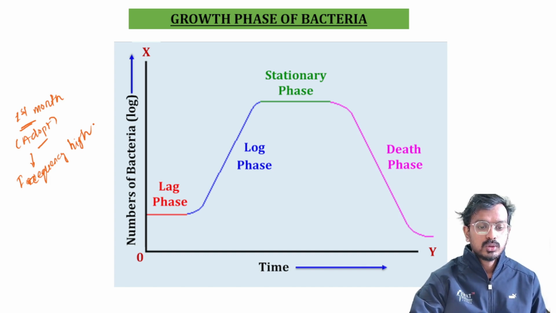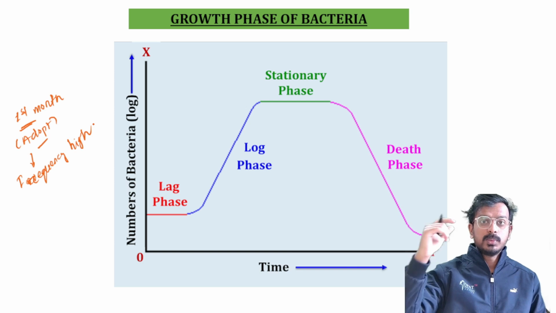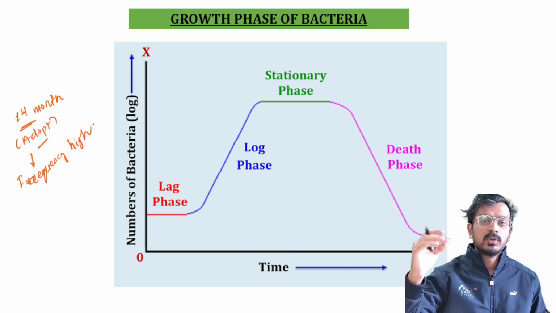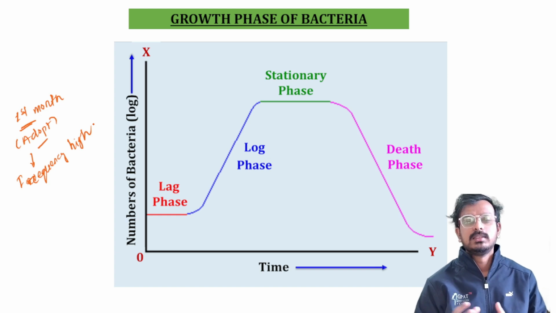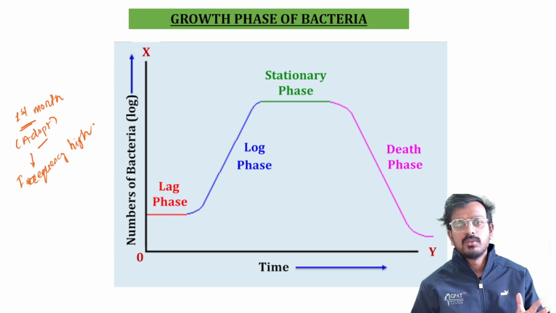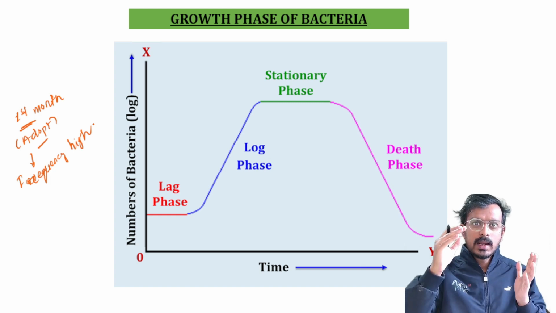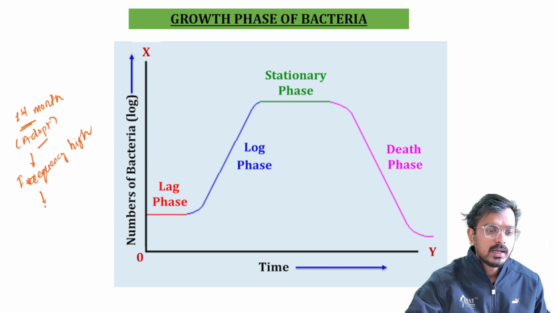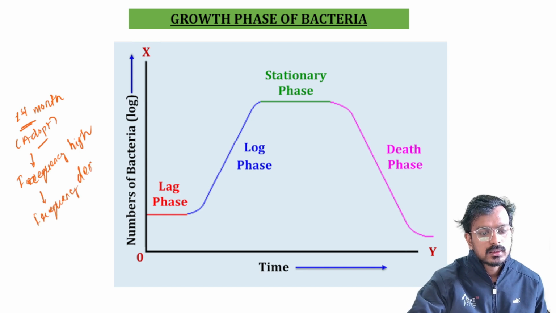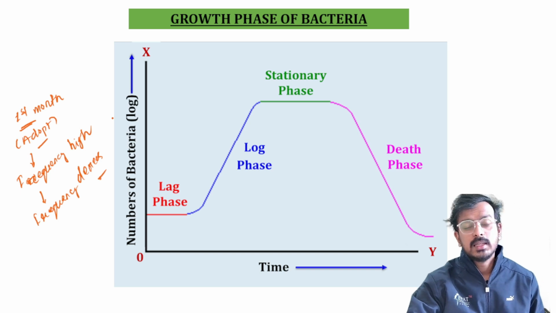Once you reach that peak of enjoyment, suppose exams come. Now there will be separation and breaking of friendships, so that high enjoyment time will start decreasing. So we can write: frequency decreases. This is exactly what happens to bacteria when we introduce them to a culture medium.